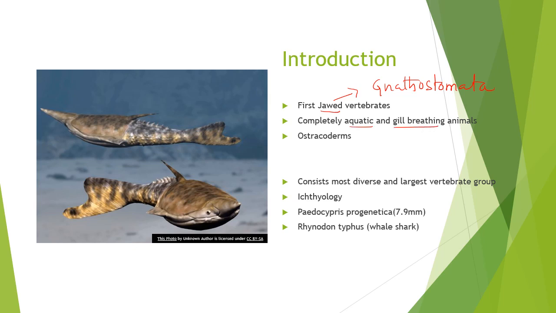So they are evolved from the jawless fishes, which are namely ostracoderms. Actually, this kind of fishes are extinct, and from the ostracoderms, that means jawless fishes, the jawed fishes are originated. This kind of phenomenon is seen in the Silurian period. The fishes are originated in the Silurian period and they are highly flourished in the Devonian period.